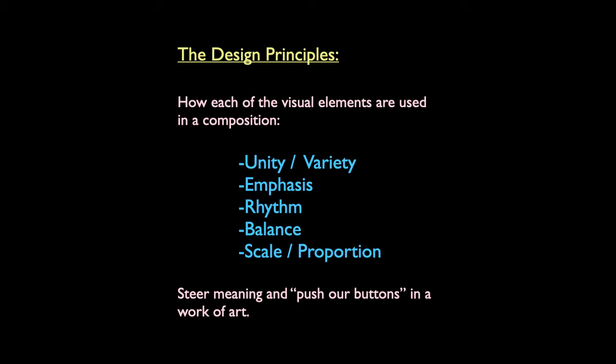Other ones include emphasis, where you direct your attention to, rhythm, there's this kind of predictable repetition, balance, in this case a balance of visual weight within a composition, and scale and proportion. All of these things steer the meaning of a work of art and are able to kind of push our buttons to manipulate what a viewer takes out of the experience of seeing the work.